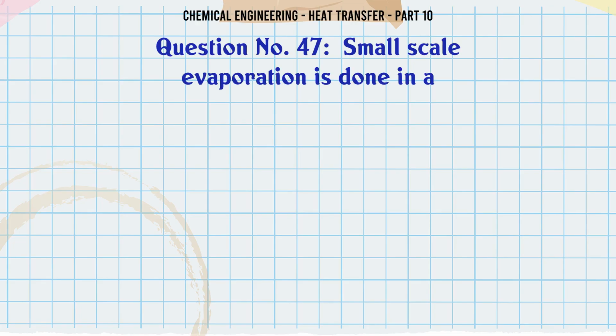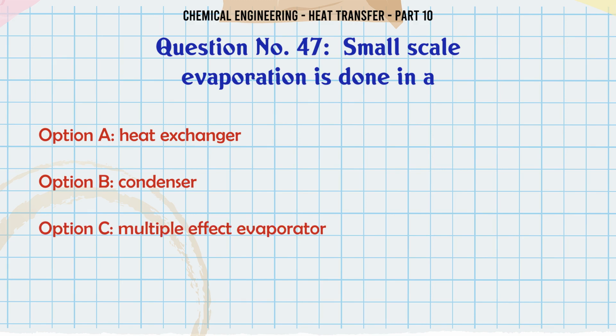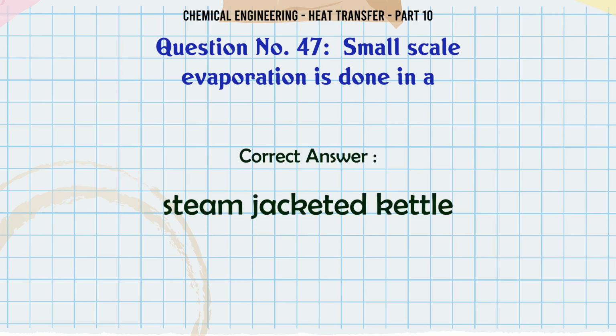Small-scale evaporation is done in: A. heat exchanger, B. condenser, C. multiple effect evaporator, D. steam-jacketed kettle. The correct answer is steam-jacketed kettle.